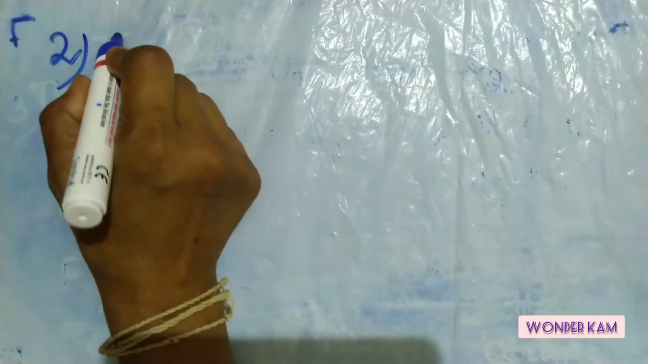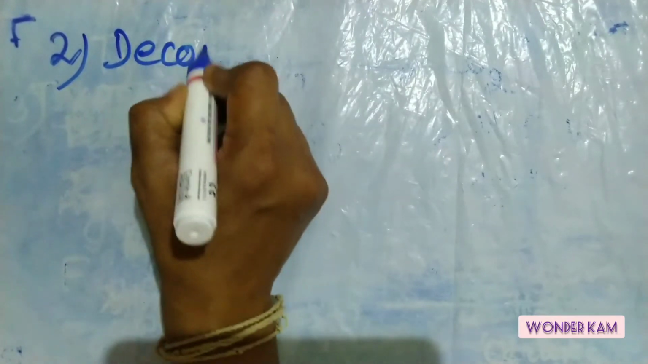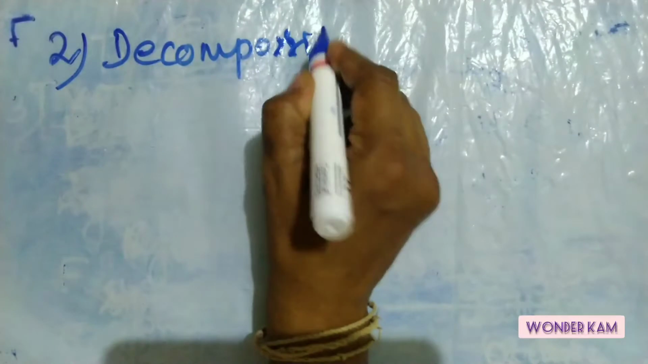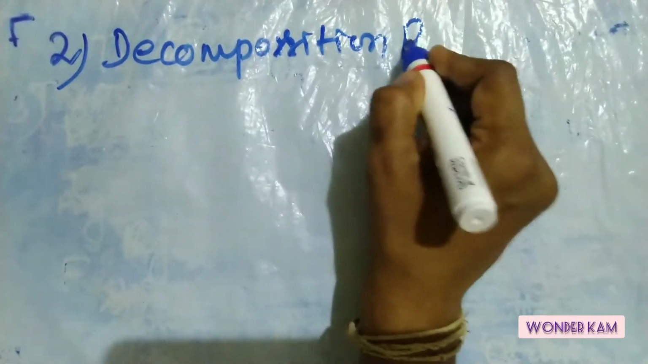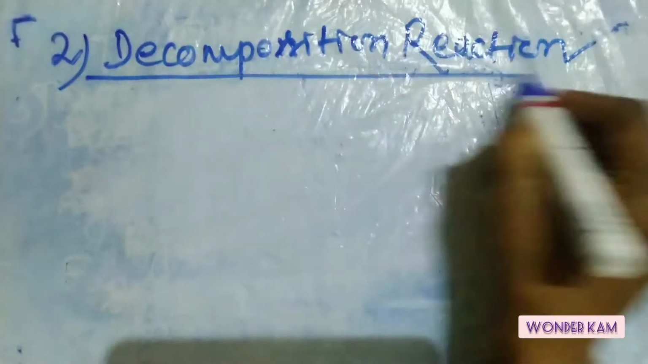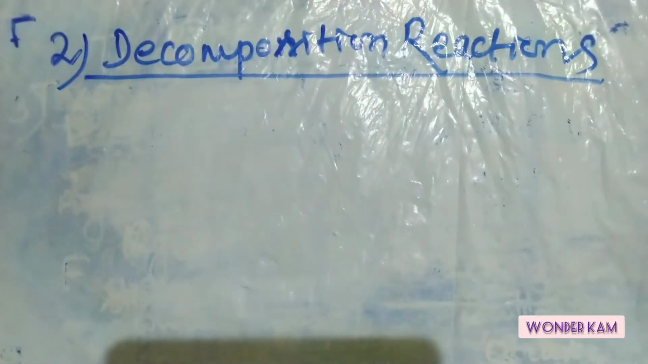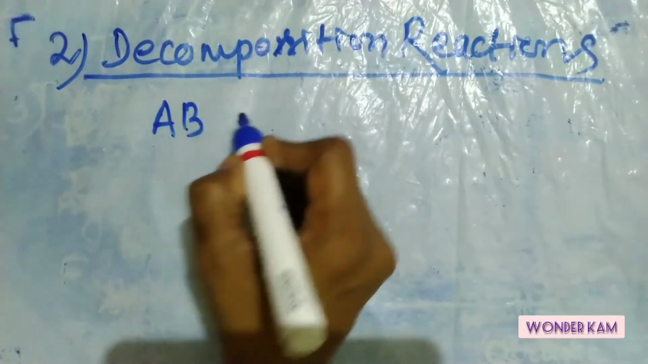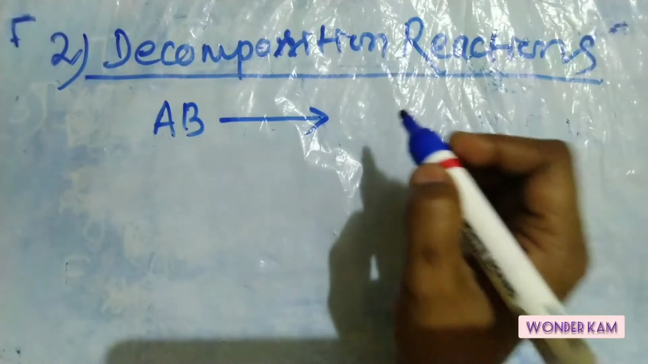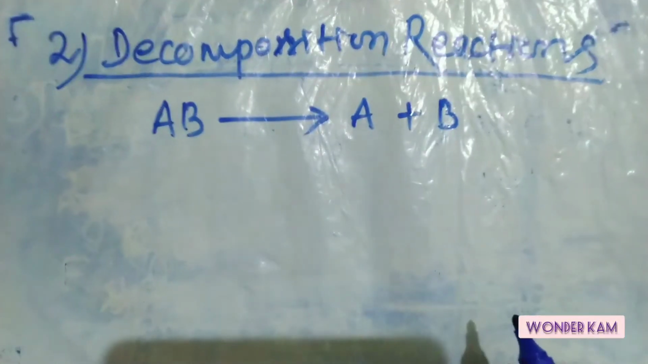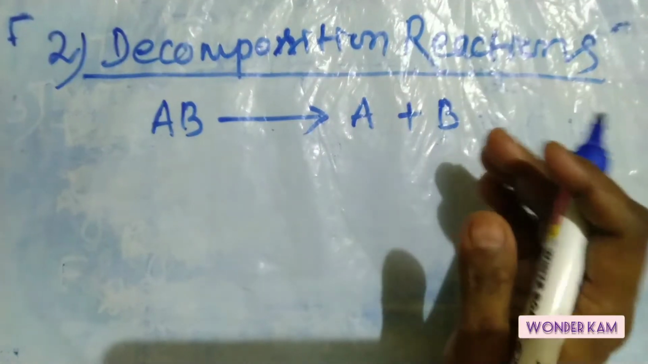The next reaction that we are going to discuss is the decomposition reaction. Decomposition reactions are the reactions in which one single molecule breaks down into two or more simpler substances or simple products.